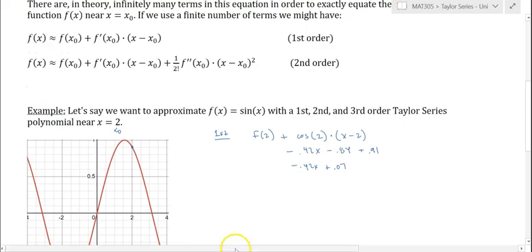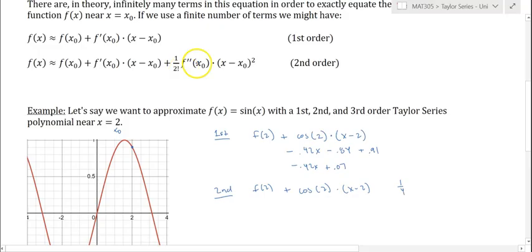So how do we account for that? How do we resolve that? Well, we do the same thing for the second order, but we just add one more term to it. So in the second order approximation, it would be f of 2 plus f prime evaluated at 2. So that's still cosine at 2 times x minus 2. And now we would have plus 1 over 2 factorial, which is 1 over 2 times 1, which is 1/4.